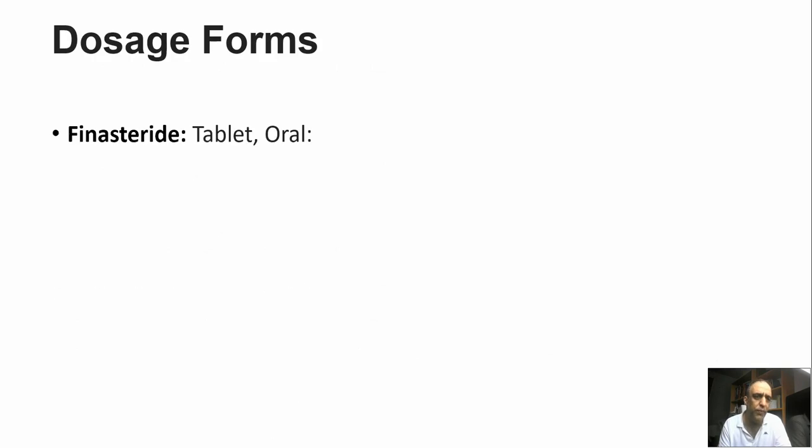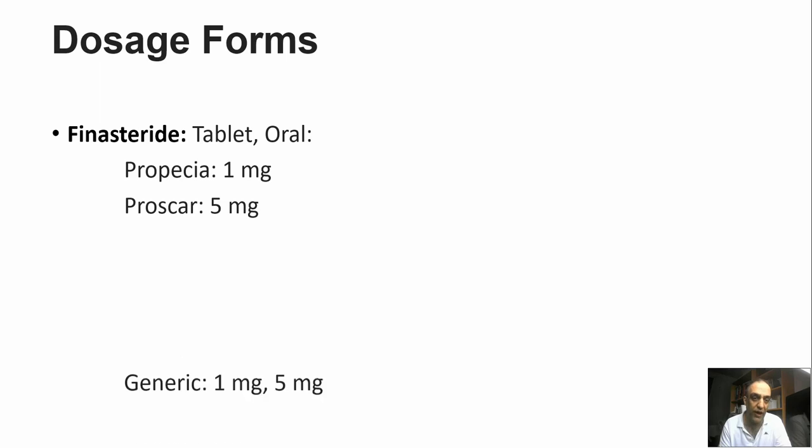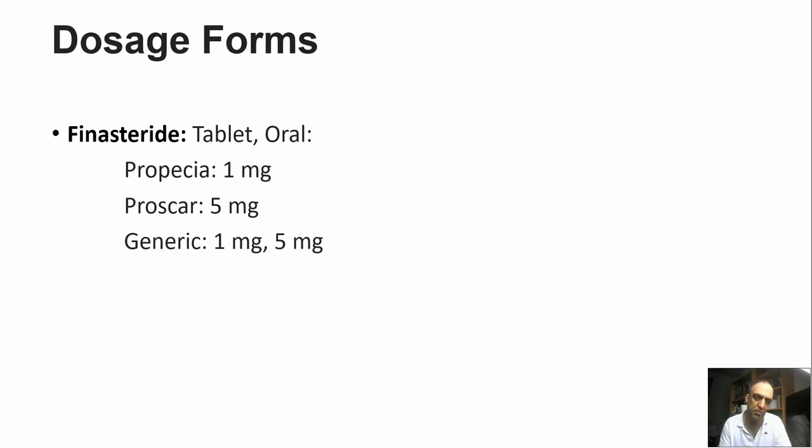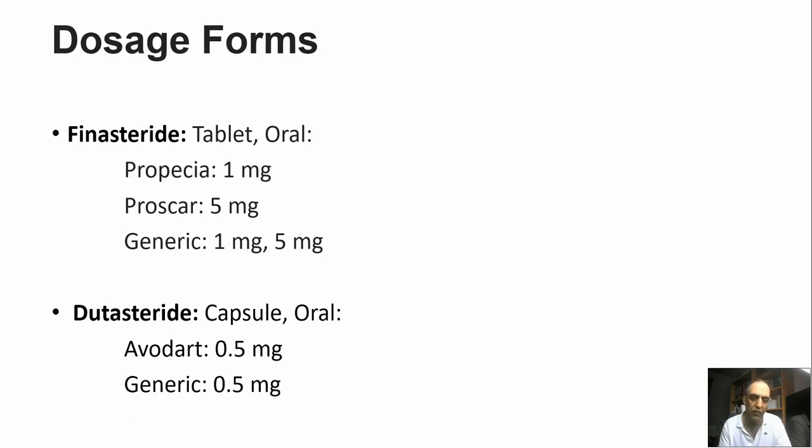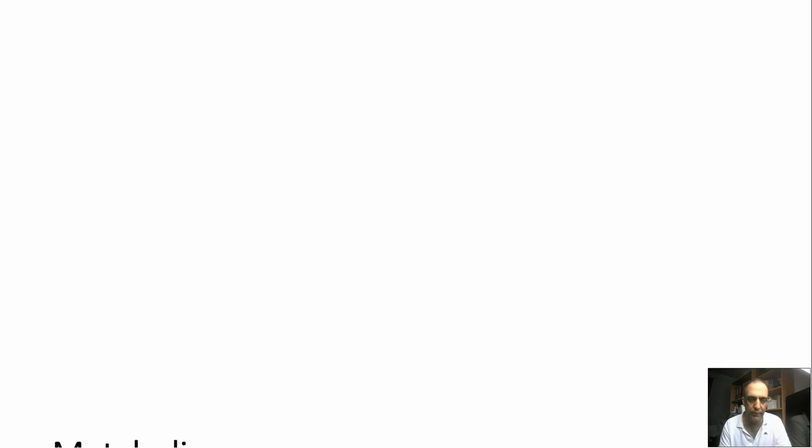Dosage form: finasteride is usually a tablet, taken orally. The drug name is Propecia, which is 1 milligram, and Proscar is 5 milligram. We also have other generics, 1 milligram and 5 milligram. Dutasteride is usually a capsule, taken orally. Then we have Avodart, which is a half milligram, and other generics with 0.5 milligram.